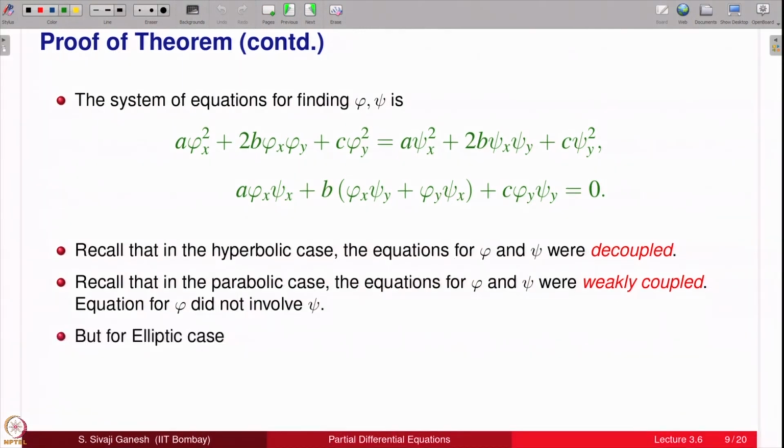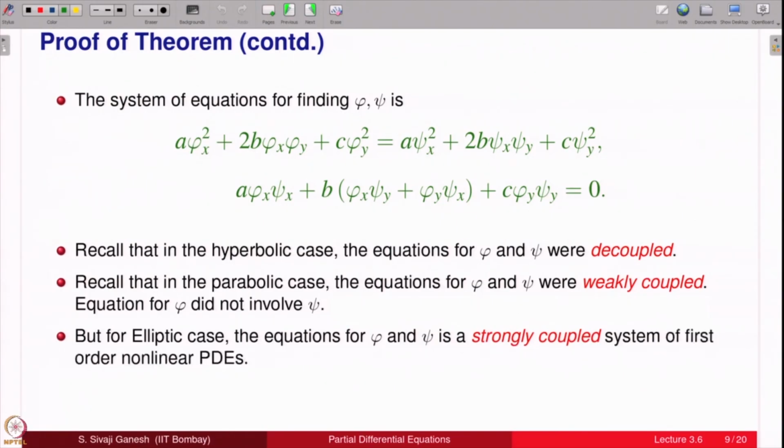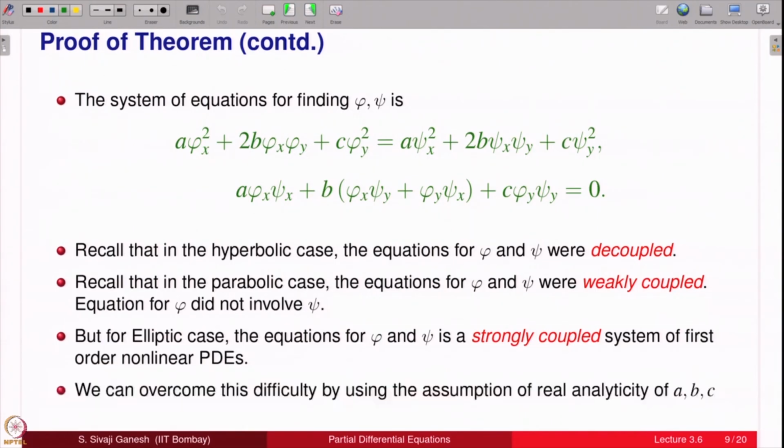But for the elliptic equation, what is happening? Here also you have phi and psi mixed, here also you have phi and psi mixed. Therefore, it is a strongly coupled system for phi and psi of first order nonlinear PDEs. We can overcome this difficulty by using the assumption of the real analyticity of A, B, C and some complex variable techniques. You will see that a crucial part of the proof we will skip, we will not do the proof.